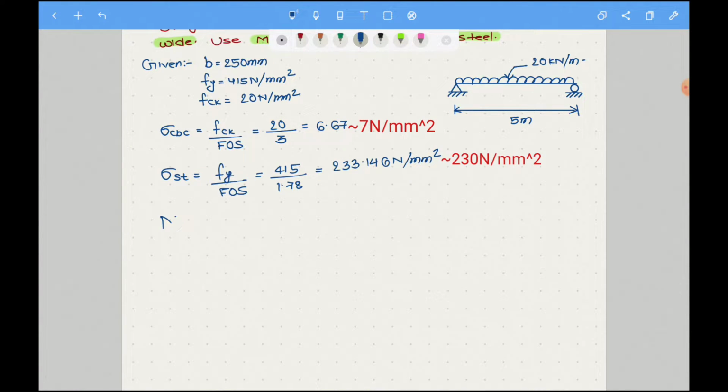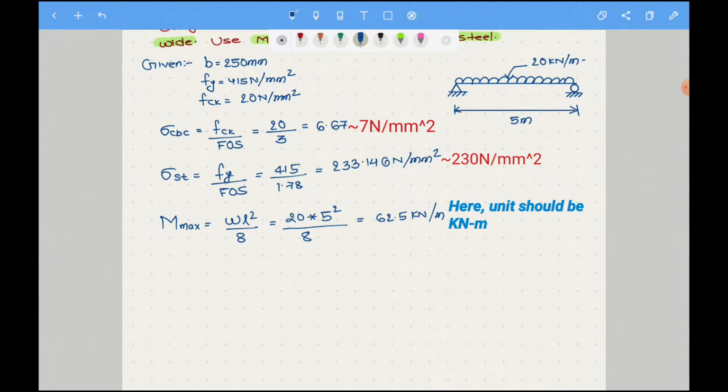Now let us find the value of the maximum bending moment, and we know for the simply supported beam the value of the maximum bending moment is WL square divided by 8. The value of W that we are provided is 20, and the span is 5, so 20 into 5 square divided by 8, that should be equal to 62.5 kilonewton meter. So for the balanced case, we can assume the maximum bending moment should be equal to the moment of resistance and the tensile force should be equal to the compressive force.